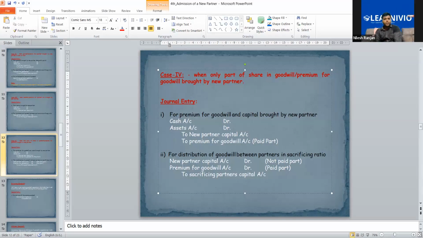Whatever premium for goodwill he will bring, we will only write the amount of that goodwill. Then in the second entry, you can see new partner's capital account debit, premium for goodwill account debit, to sacrificing partners' capital account. So the not paid part will be deducted from capital, along with the paid part of premium for goodwill, and the total will be distributed between partners in the sacrificing ratio. So this is the fourth case. Please write this one also, then we will discuss a question.